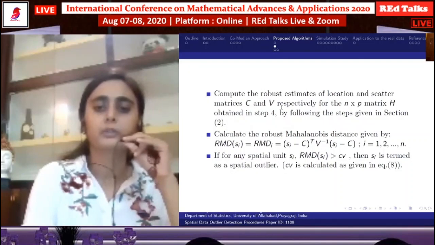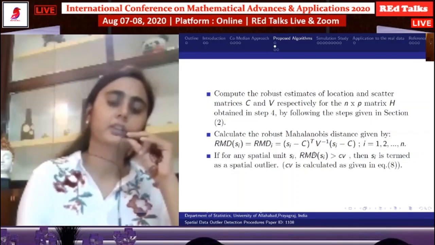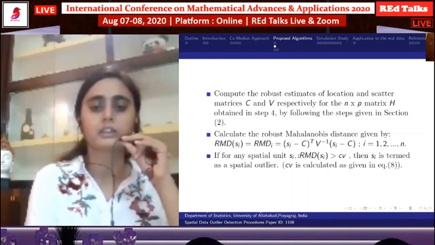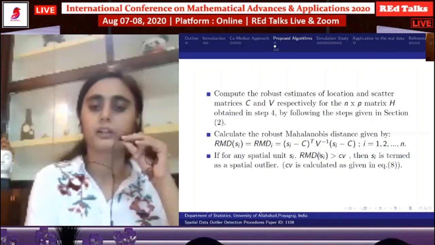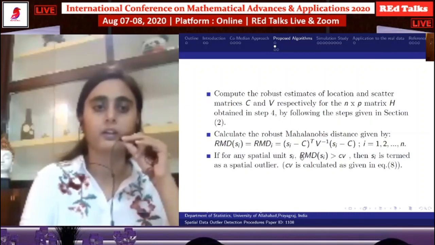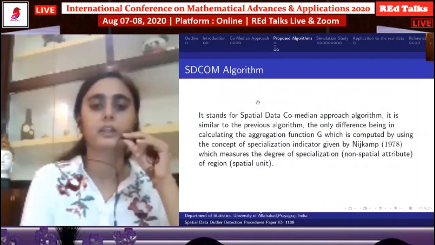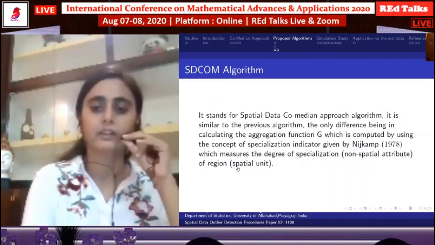Thereafter, robust Mahalanobis distance is calculated using this equation and putting this C and V previously obtained. Now, any spatial unit SI is flagged as a spatial outlier if RMD SI is greater than CV. So in that case, that spatial entity would be classified as a spatial outlier. The second algorithm proposed is similar to the previous one, the only difference being in the aggregation function G, which is computed by using the concept of specialization indicator given by Nijkamp.